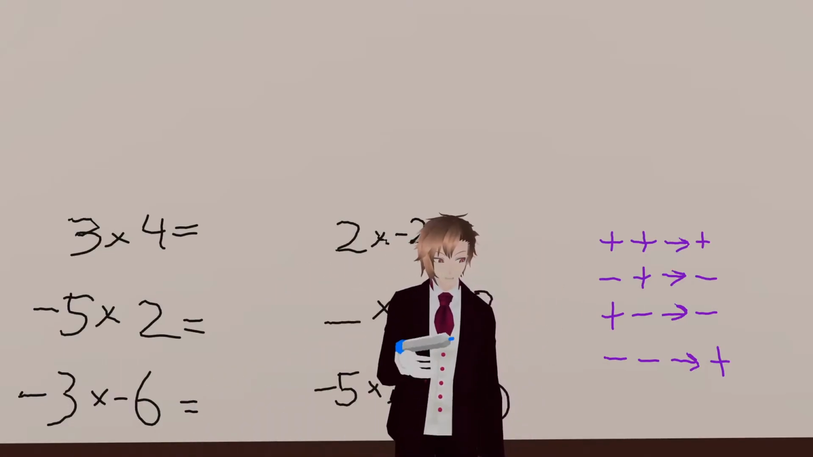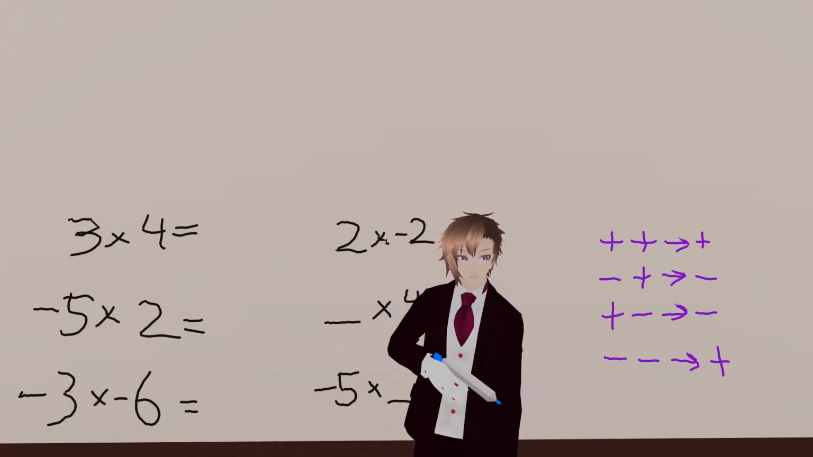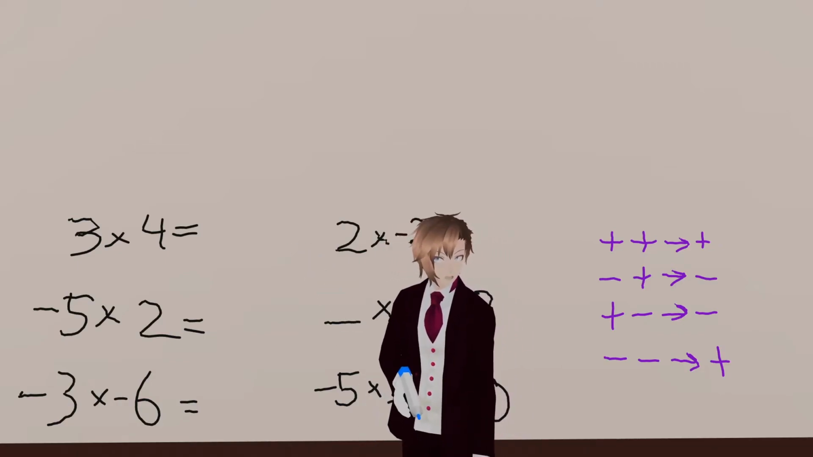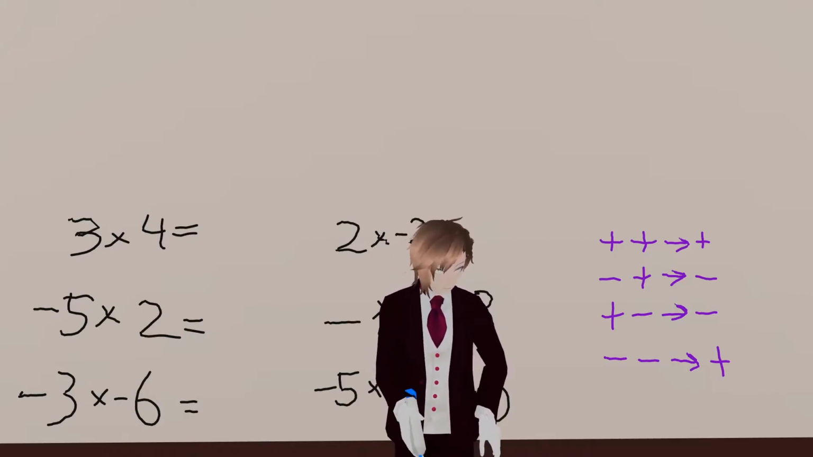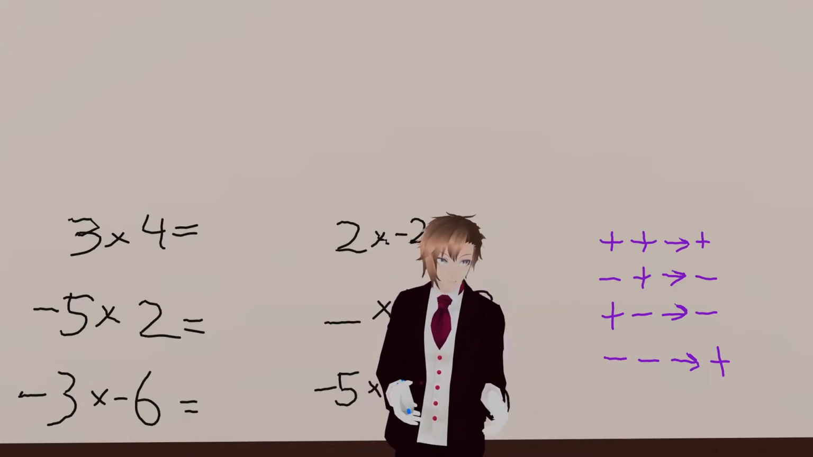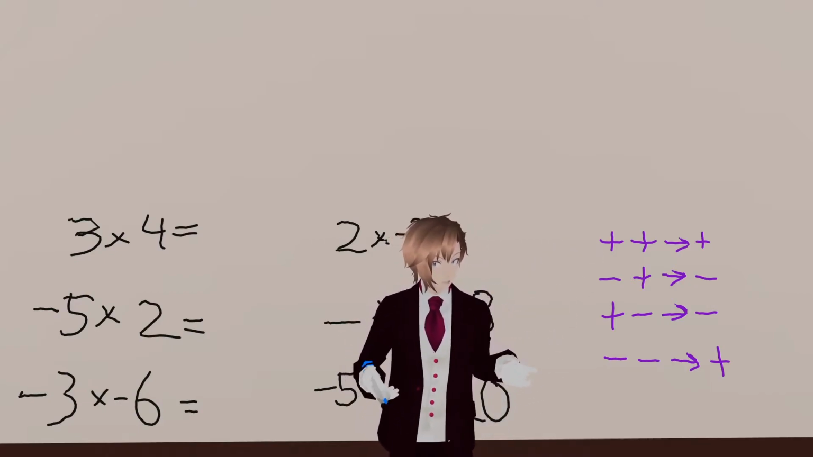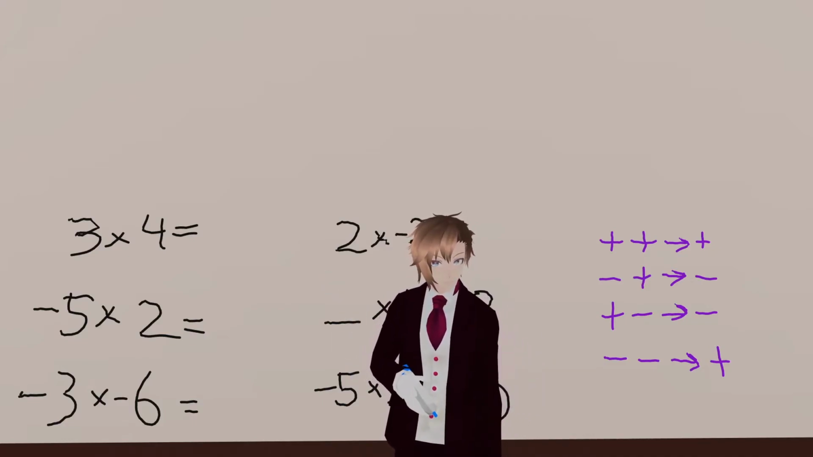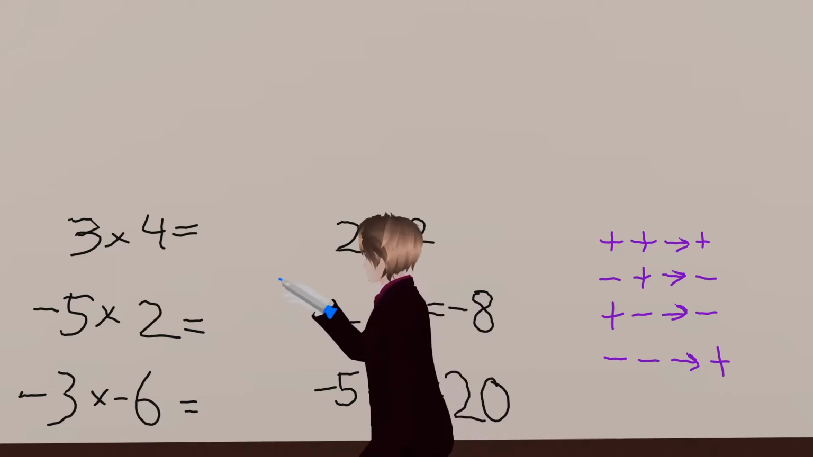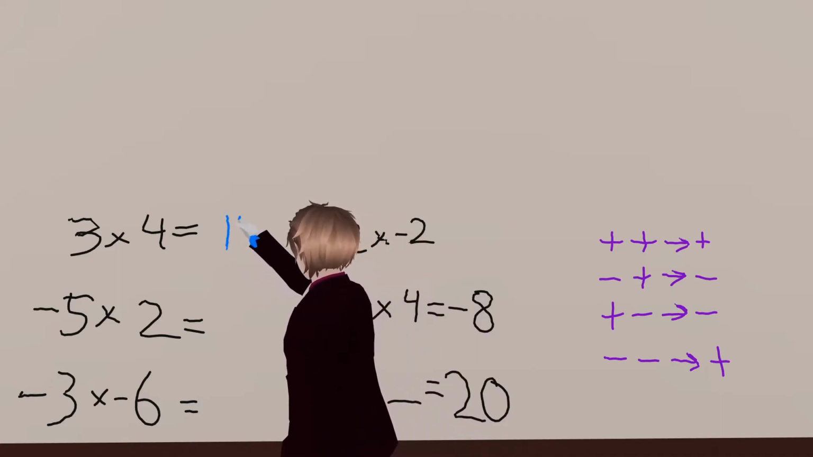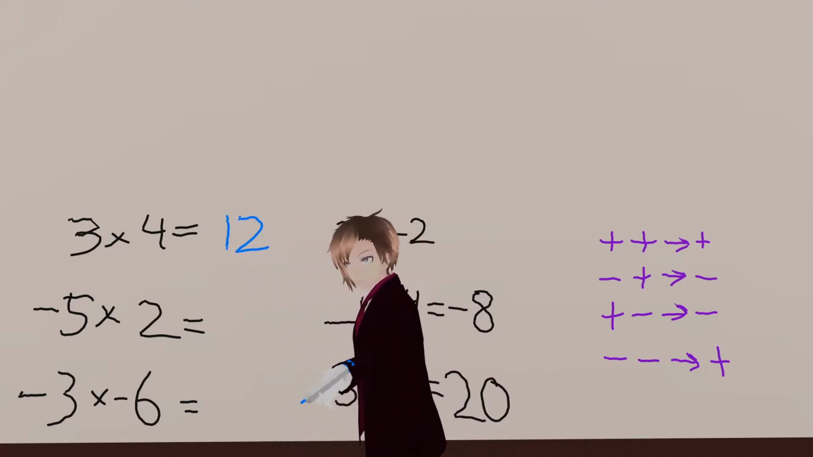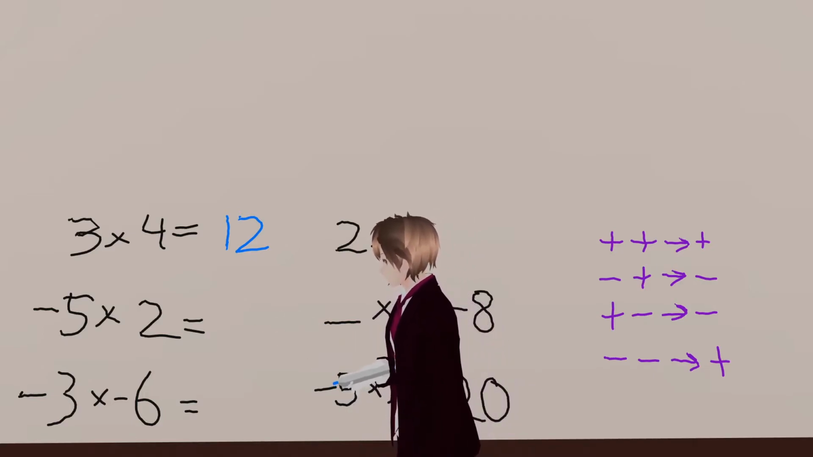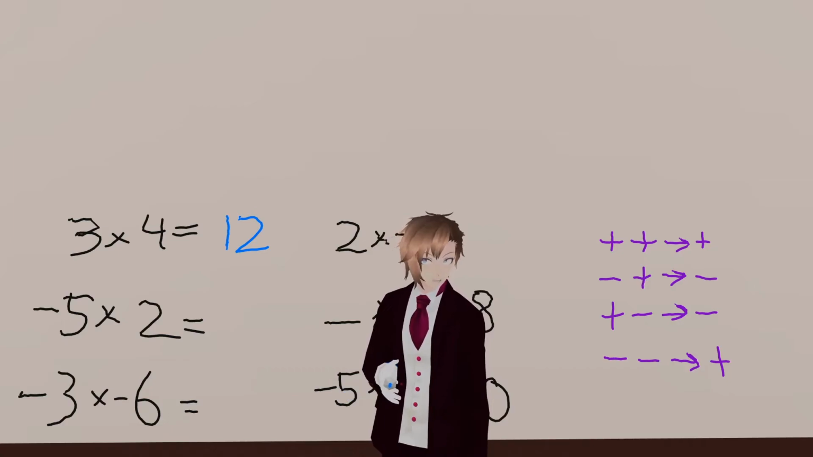Right, let's do a couple of quick examples where we fill in the blanks. 3 times 4 is the first one. So we have two positive numbers, so we're going to end up with a positive number at the end. So 3 times 4 is 12. Let's write that in. Nice and simple. Now, next we have -5 times 2.